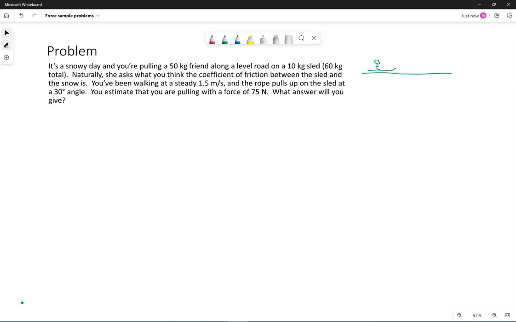She, of course, wants to know what the coefficient of friction is. I know, silly. We're walking at a steady 1.5 meters per second. The rope pulls up on the sled at a 30-degree angle. So I'm just going to call it T for tension. We could certainly call it just F for a pull or P for a pull. We estimate that we're pulling with a force of 75 newtons, so we do have an estimate to that value. Our friend on the sled has a total mass of 60 kilograms.